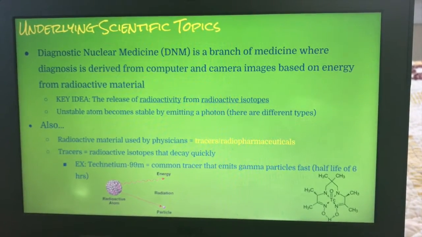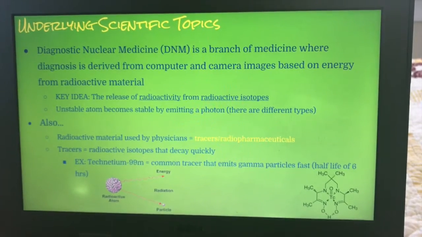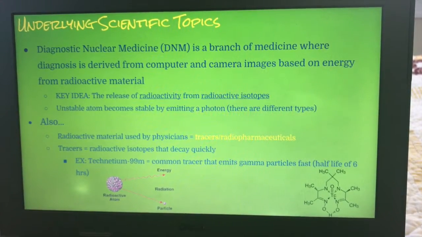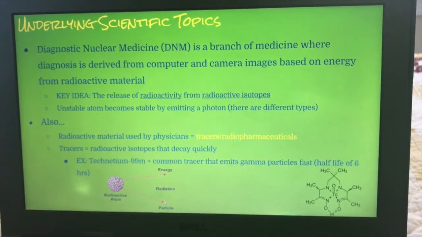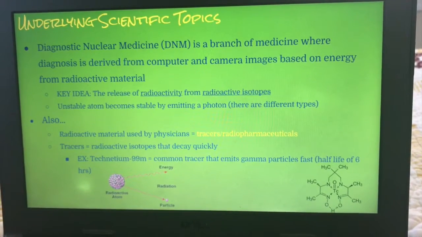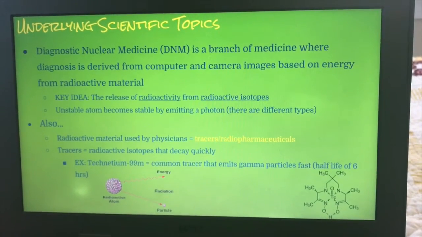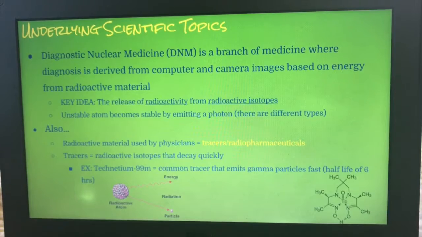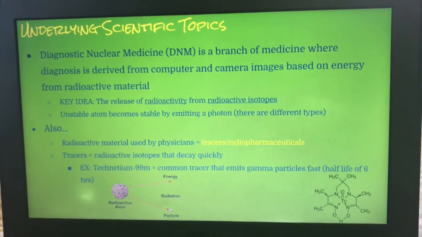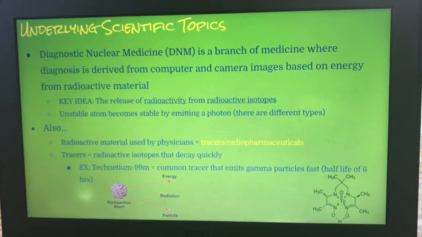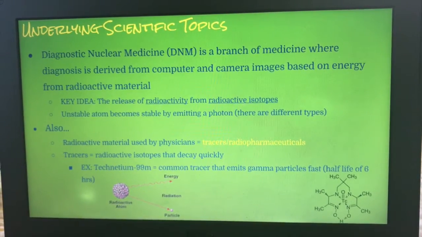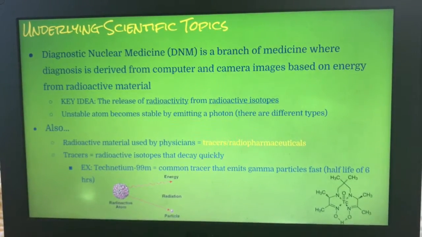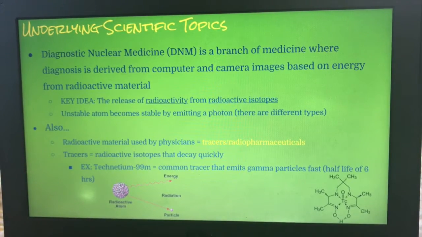So I'm going to start off with some underlying scientific topics, or basically how diagnostic nuclear medicine works. Just to review, diagnostic nuclear medicine is a branch of medicine where a diagnosis is derived from computer or camera images, which are based on energy from radioactive material. So how does this radioactive energy form these images? The main idea is that the release of radioactivity from radioactive isotopes comes and hits a camera. Most of these radioactive isotopes release photons, and those rays hit the camera, drawing images.